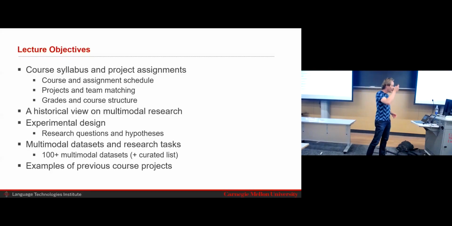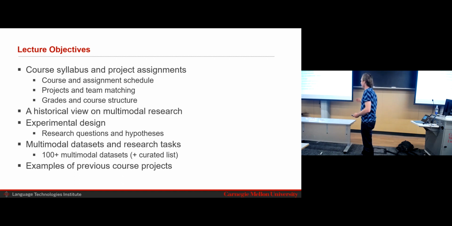So today, the schedule will be, we'll go over the course syllabus just so that we're all on the same page. In fact, I swapped the second and the third. We'll talk about what is a good research topic, a good research question, or a good research idea, to share some insight. And then I give a mini historical view.